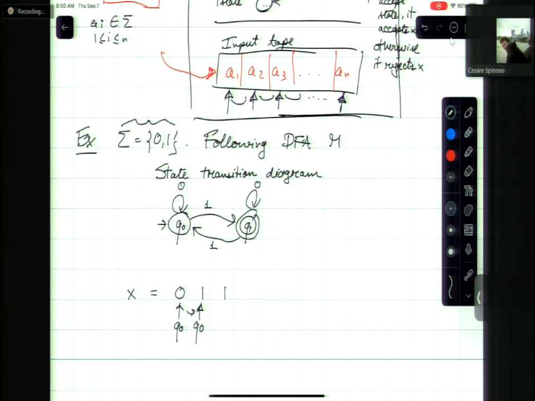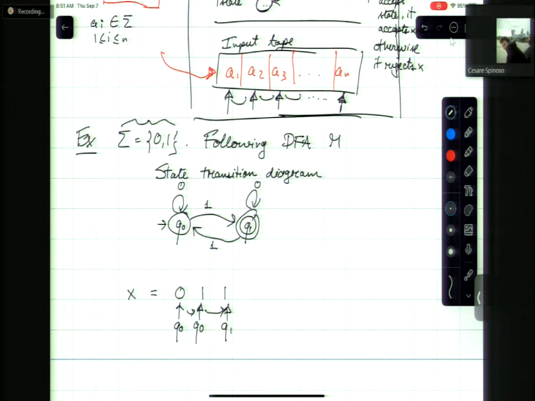Now again, I do the same thing. I'm at Q0, but now I'm reading a 1. I'm not going to take this transition because this transition is labeled 0. Instead, I'm going to take this transition, because it's labeled 1. Then I read this 1, and I move my pointer here. So I was at Q0, and I was reading a 1, and so I transitioned to Q1, and I moved my pointer.